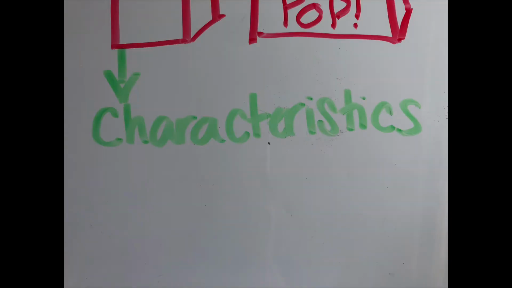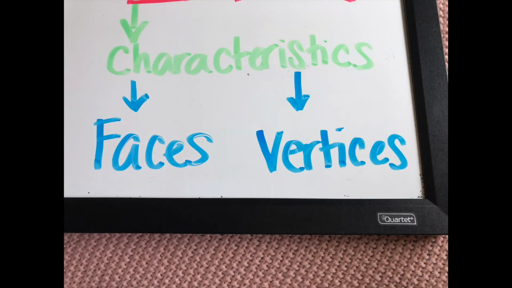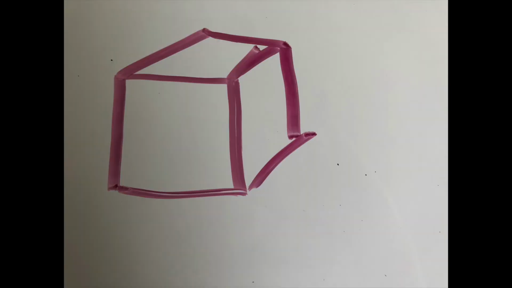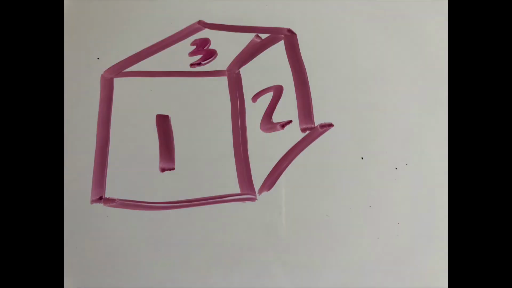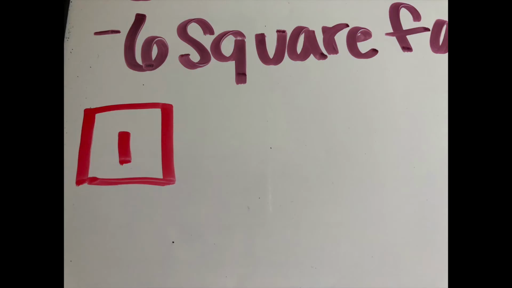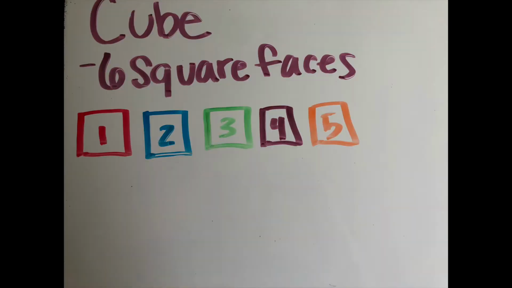They also have characteristics like faces and vertices. But what are faces? Faces are the sides of a 3D shape. A cube has more than just 3 faces though. In fact, it has 6 square faces.